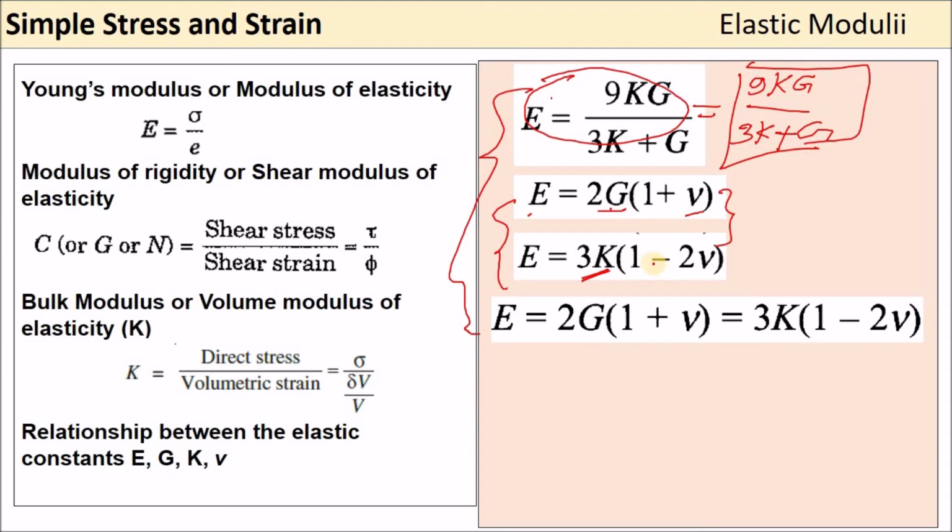This is not a scientific reason. E equal to 3k(1 minus 2 mu). Using 3k, we are keeping minus, 2 is smaller, keeping plus, like that you can remember. That is up to you, but this is one idea by which you can remember.